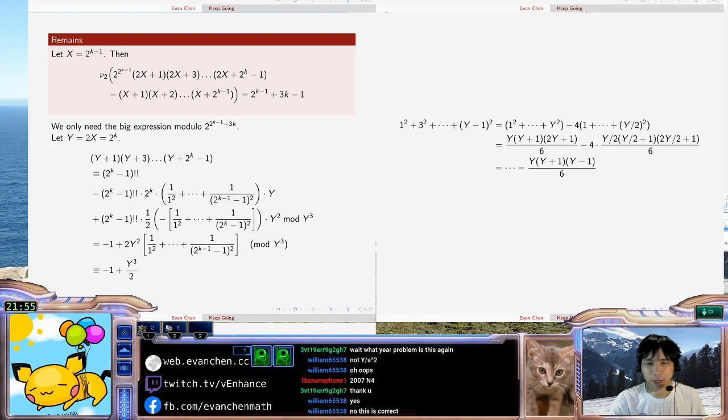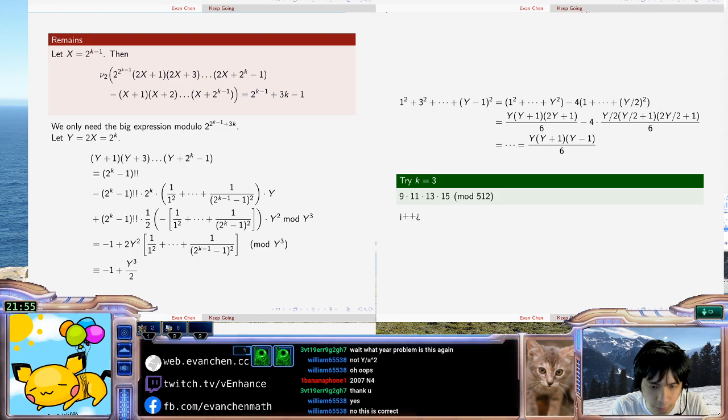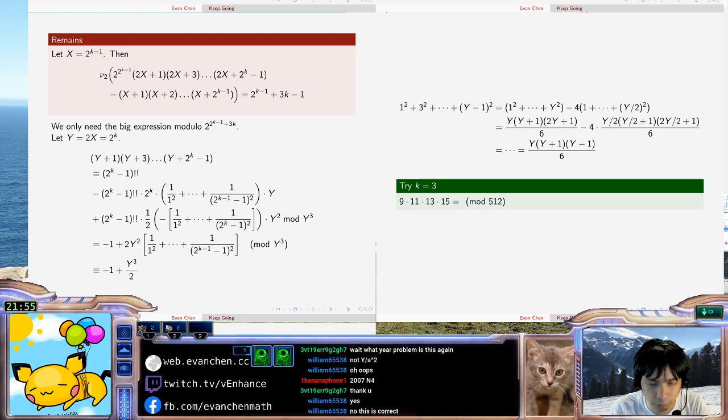But here's the problem I'm having, which is that when I plug in k equals 3, let's try k equals 3 to debug, right? Then it's like 8 times... We're looking at 9 times 11 times 13 times 15 mod 512. And if I compute this number, I don't think it's going to match the things we're getting. So 9 times 11 times 13 is 1287 times 15. And I'll take mod 512, which is 263 times 15. And this is 3945. And that's like 361.